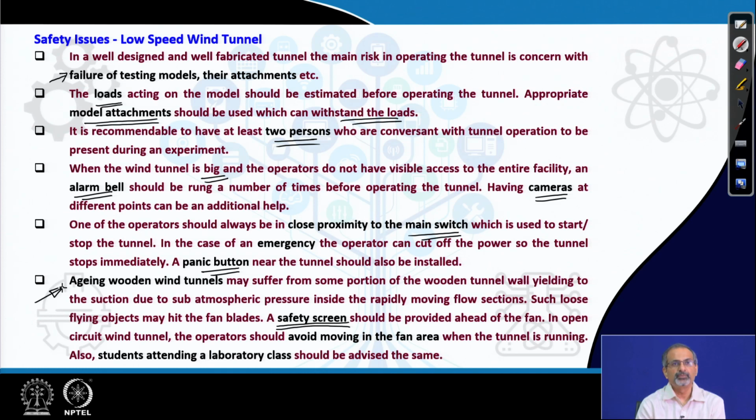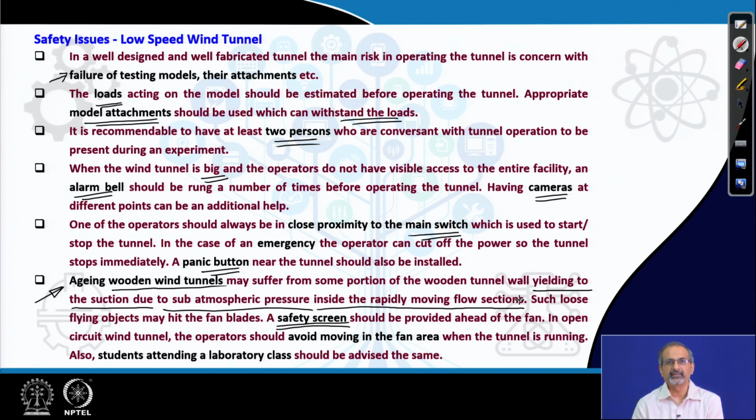Additionally, there should be a close watch on the safety of the entire installation, in the sense that there should be routine checks of whether the structure is getting aged and old, especially true for wooden wind tunnels, where aging can lead to some portions of the wooden tunnel yielding to the suction due to subatmospheric pressure inside the rapidly moving flow sections. So, such loose wooden flying objects may hit the fan blades and cause a lot of damage and catastrophe.